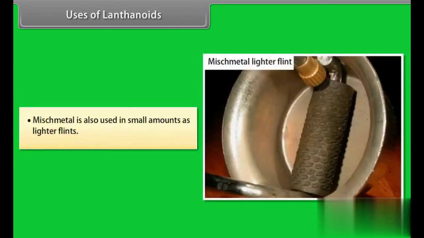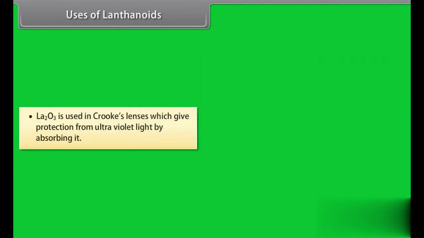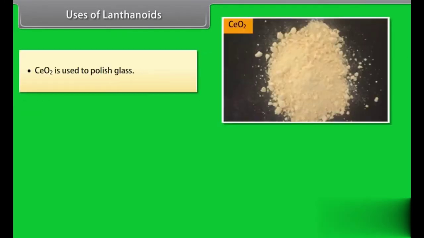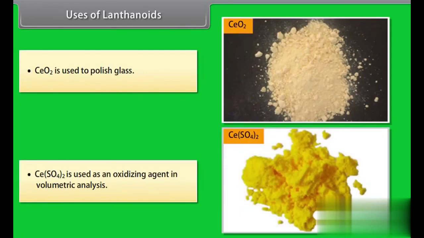Mixed metal is also used in small amounts as lighter flints. La2O3 is used in Crookes lenses, which give protection from ultraviolet light by absorbing it. CeO2 is used to polish glass. Ce(SO4)2 is used as an oxidizing agent in volumetric analysis.